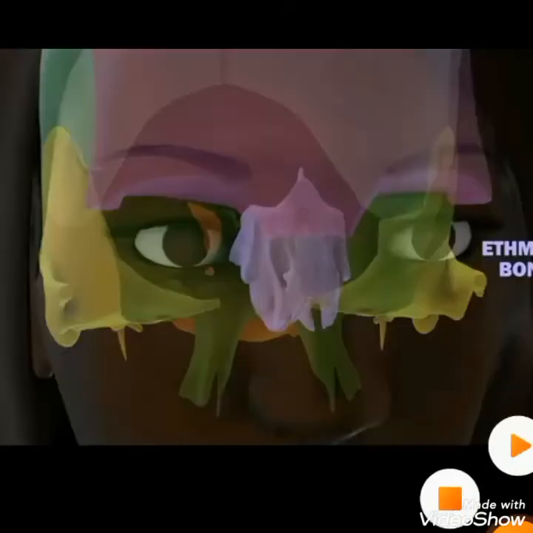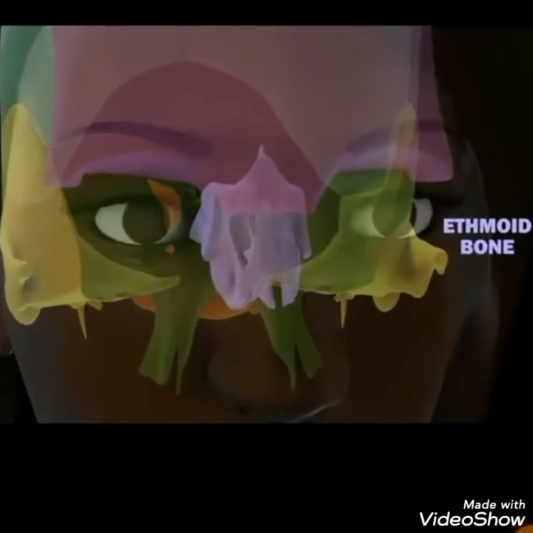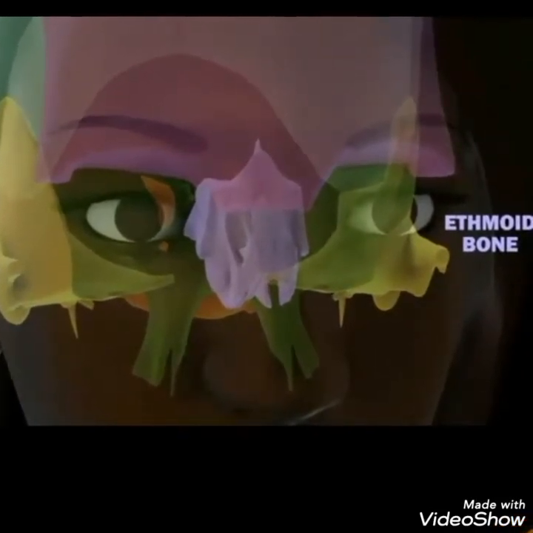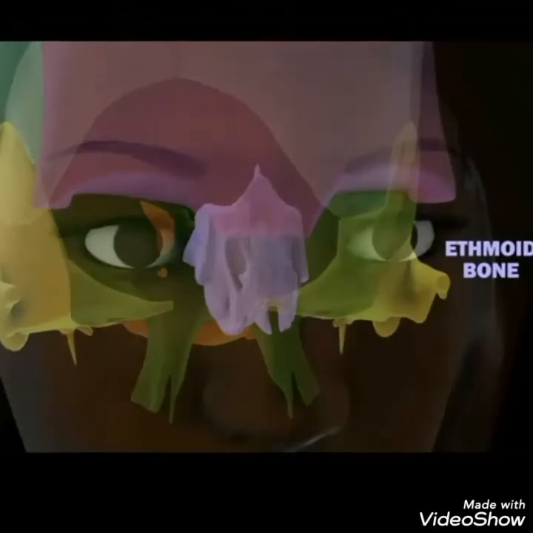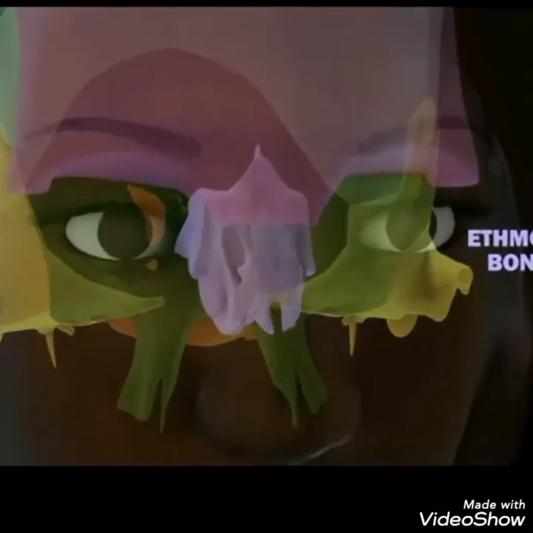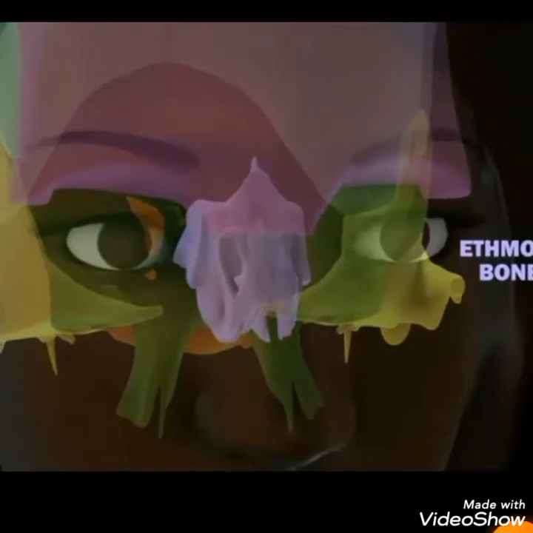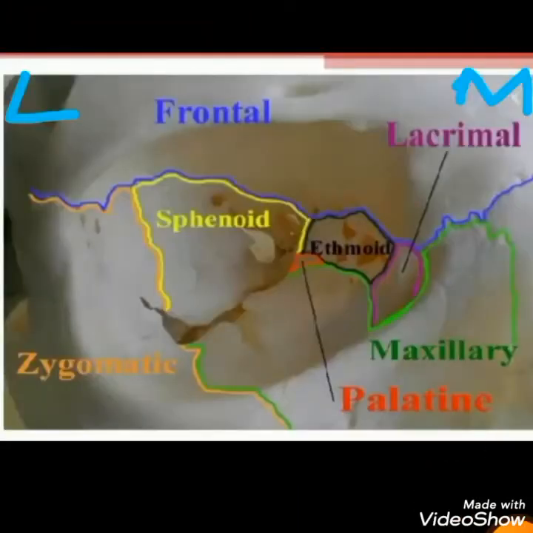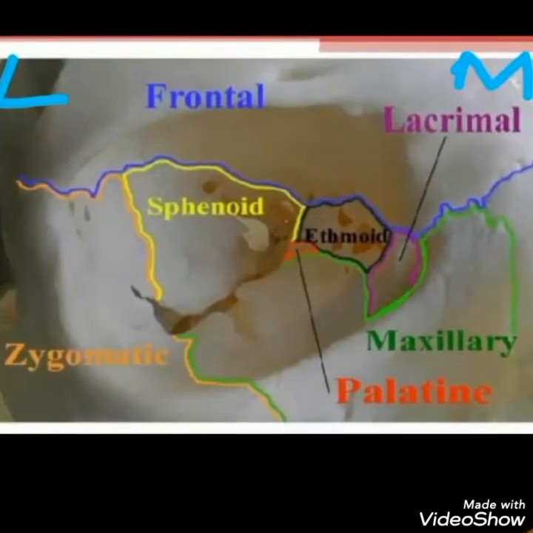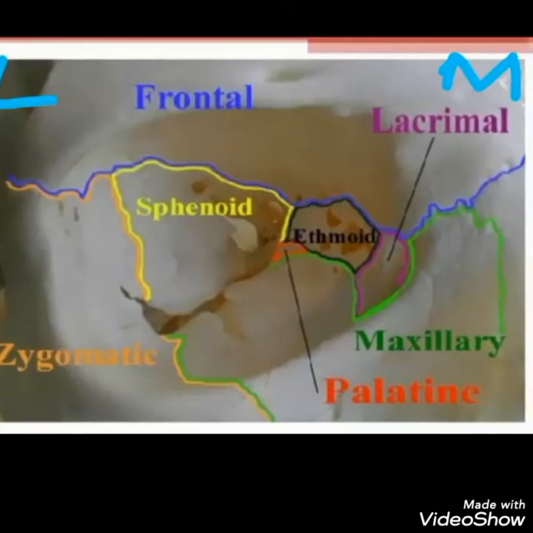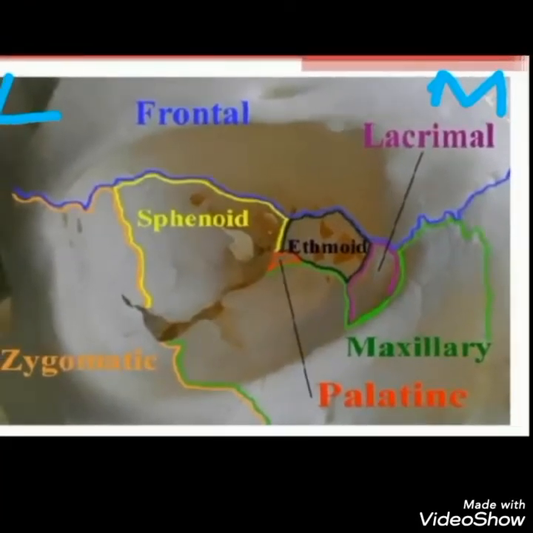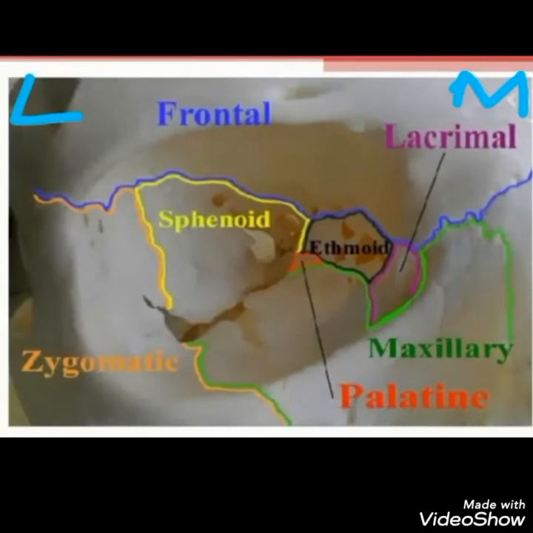Now in this picture, the ethmoid bone in a mauve color is highlighted because it is a deep-seated bone located to form the cribriform plate of the ethmoid as well, and also takes part in the medial wall of your orbit. And this is the map to show you various bones that take part in the orbit. There lie the frontal, lacrimal, sphenoid, zygomatic, maxillary, and the palatine, right?